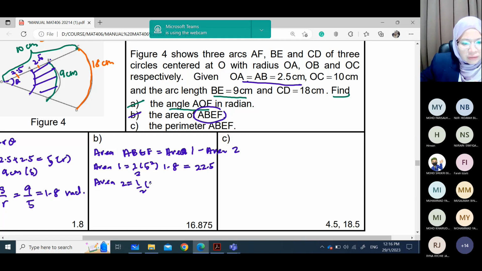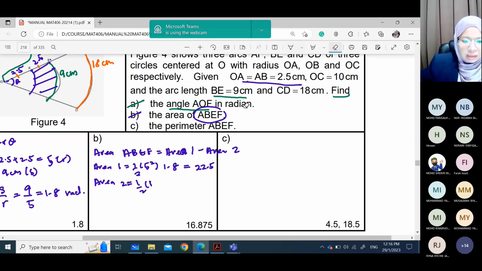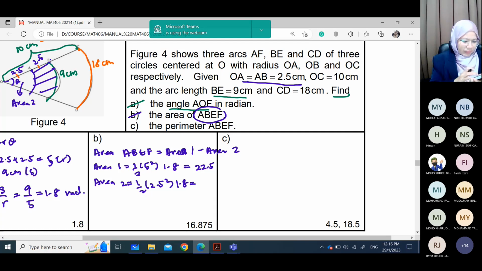Area 2, radius dia adalah area 2 yang kecil tu. Sektor yang kecil tu, minor sector. Yang ini. Okay, so yang ni adalah area 2. Okay, so dia punya radius adalah 2.5. So 2.5 cm squared, multiply with the angle 1.8. So 1 over 2 times 2.5 squared times 1.8. So kita akan dapat 5.625.